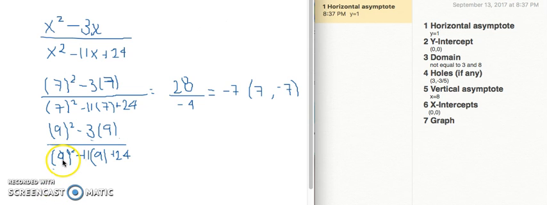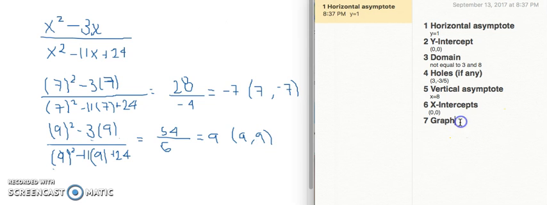And when you substitute 9, it results in 54 over 6, which gives us 9. And the point in the graph will be (9, 9). So now I'm going to register it. (7, minus 7) and (9, 9).